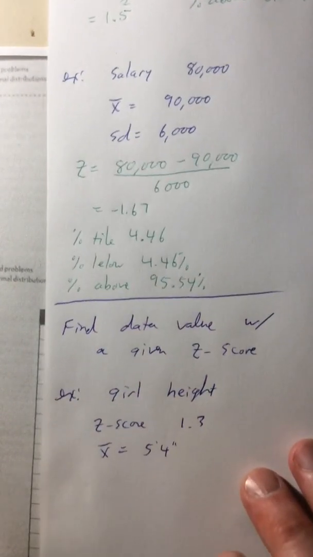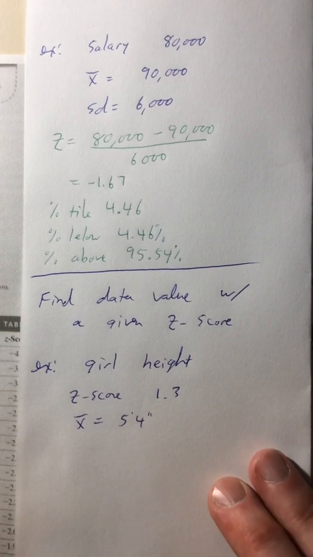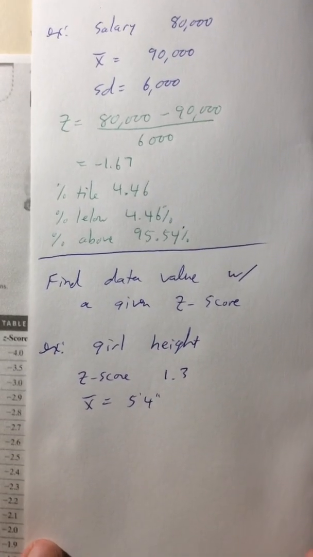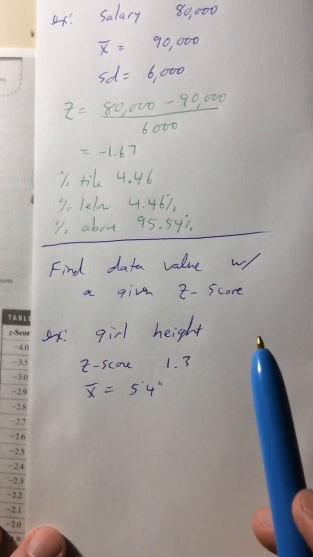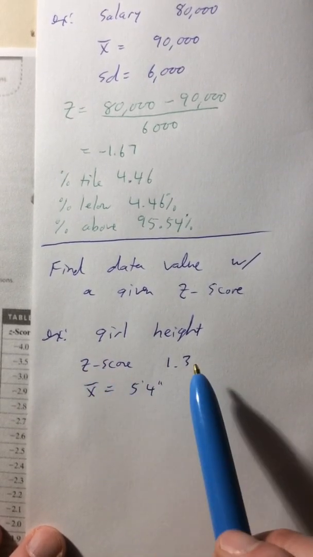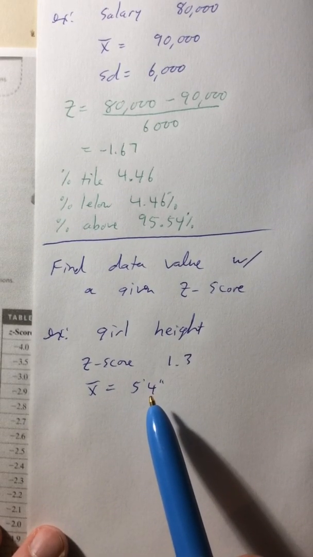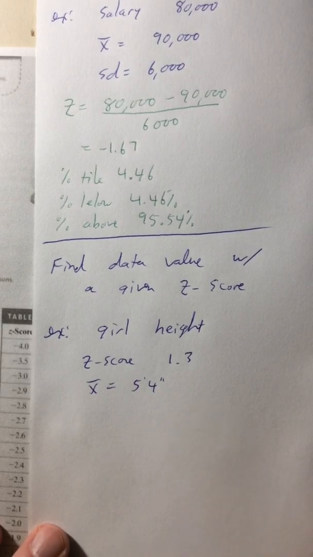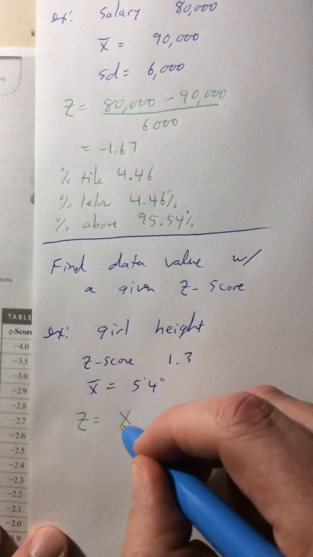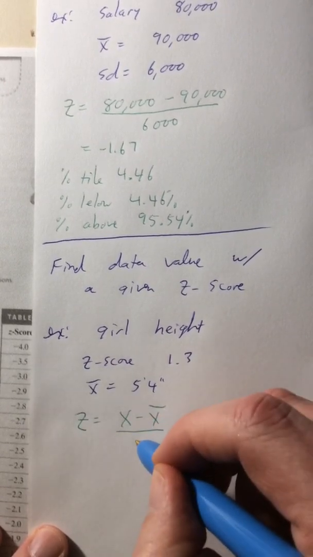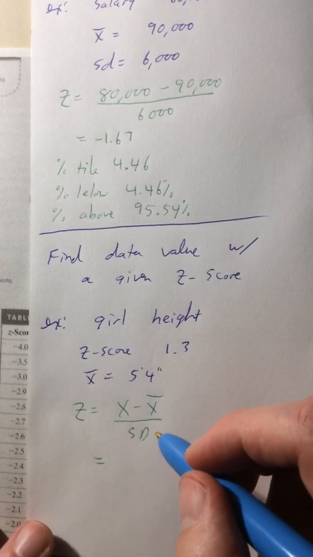All right. So now we can also use our z-score to help us find a data value. So let's say that for whatever reason we are able to find out that some girl has a height with a z-score of 1.3, and we know that the average is still 5'4". So we'd like to find out her height. Well, her height is actually going to be the x in our formula, right? Remember our z-score formula, x minus x bar over SD.